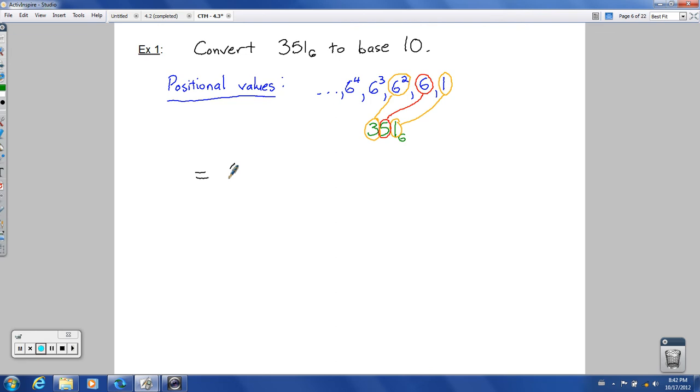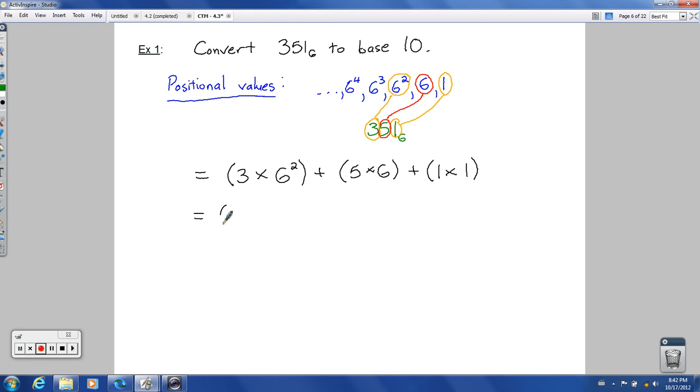That is what our first positional value is. So we have 3 times 6 squared, and we have this plus 5 times 6. And we have this plus 1 times 1. So we just need to work this through now. You might find a calculator handy for some of this stuff.